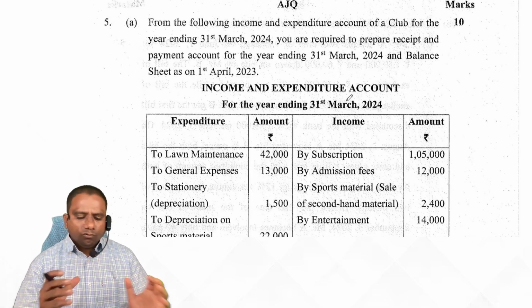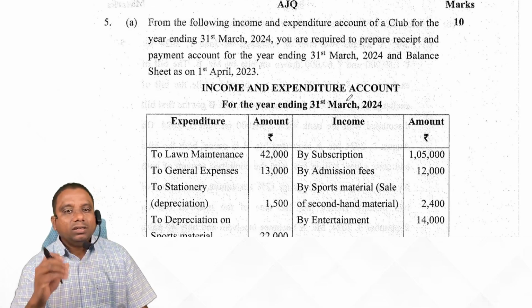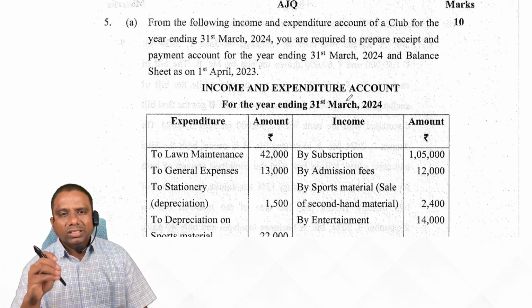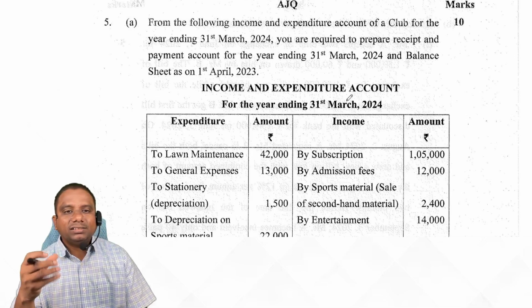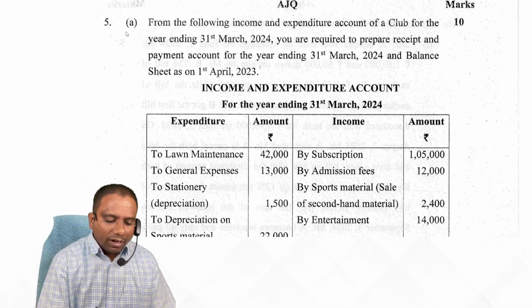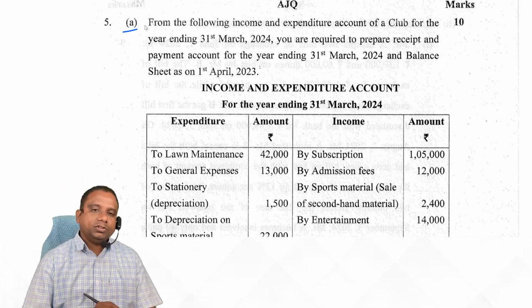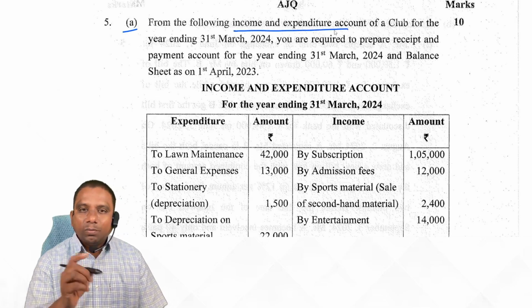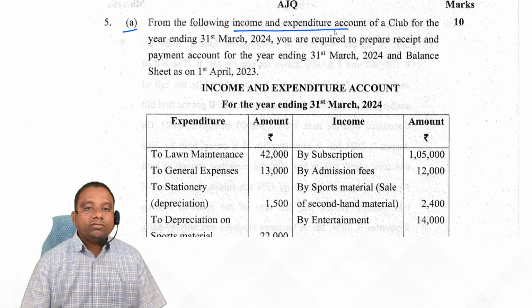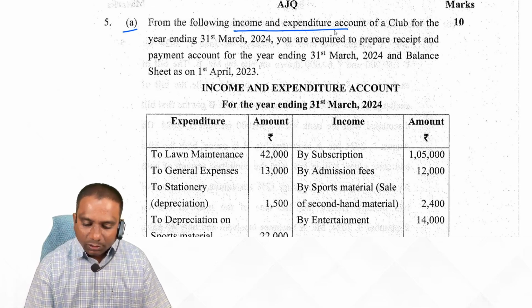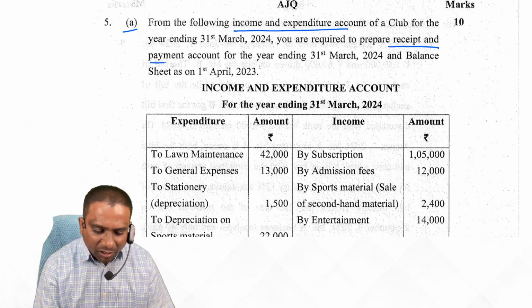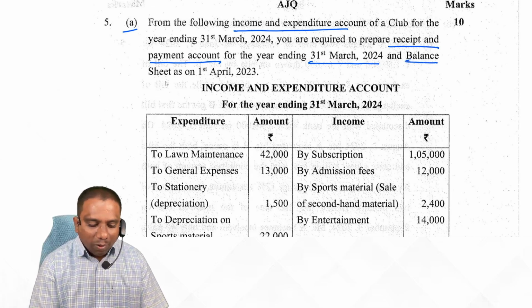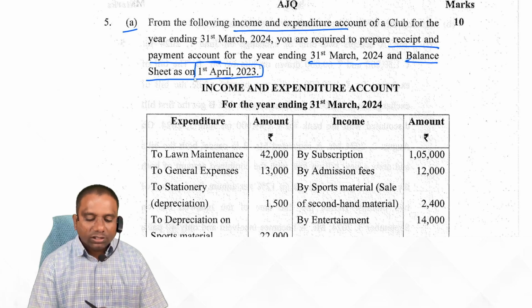Fifth question looks little bit lengthy question and it takes some time. How, sir? Just look at 5A is from NPO chapter, not for profit organization chapter. Look at from the following income and expenditure account. They are giving income and expenditure account and some additional information, and they are asking us to prepare, surprisingly, receipts and payment account for the year ending 31st March 2024. And the balance sheet as on 1st April 2023.